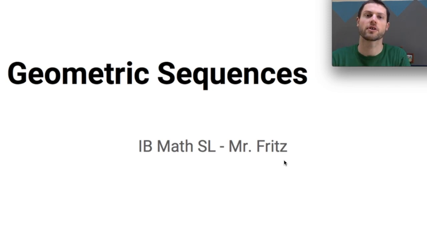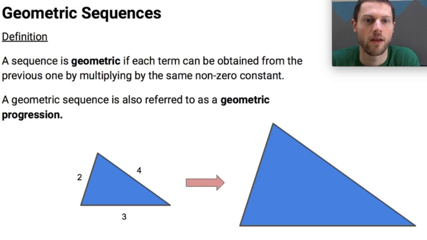Let's talk about geometric sequences. A sequence is called geometric if each term can be obtained from the previous one by multiplying by the same non-zero constant.